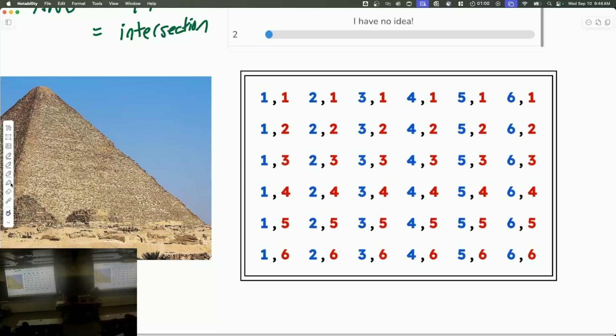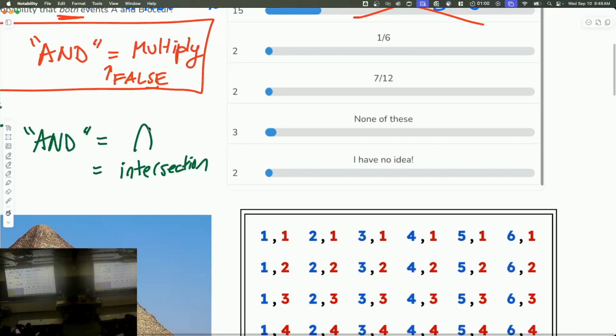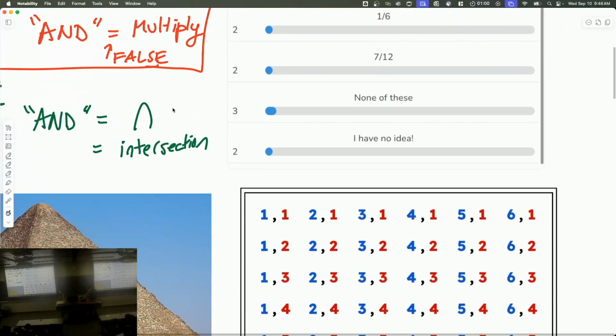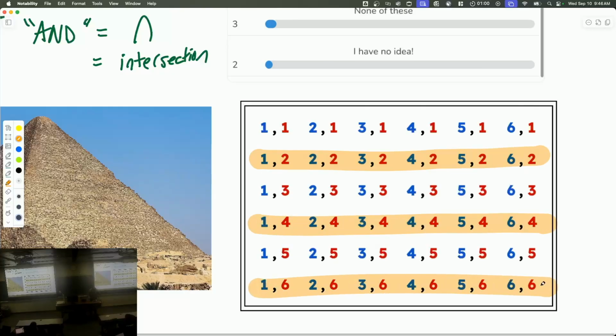Okay, so what are the two events? One event was that the red dice shows an even number. Let's highlight that in orange. So the red dice being an even number are these things, this row, or that row. That is what we would call event A. So an event is a collection of all these outcomes. In this case, it has 6, 12, 18 outcomes in it.